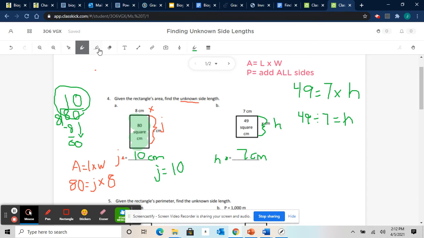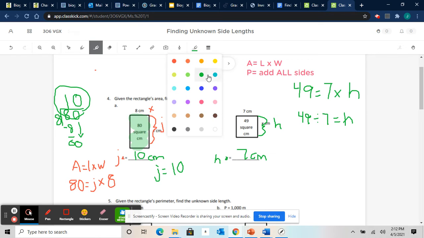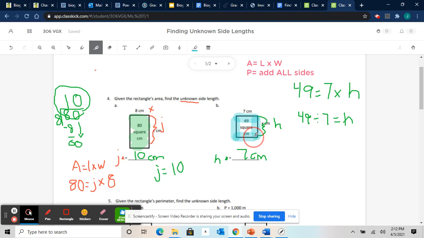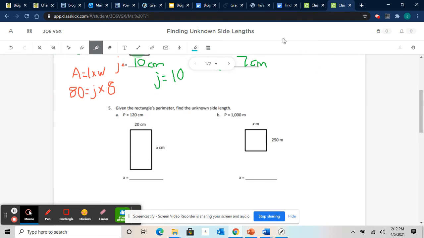There's something else I want to point out in this specific problem. I also noticed when I looked at this rectangle that it's a square. So if I know it's a square, I know that all the sides are equal. If all the sides are equal in a square and they gave me one side, I already know that each side is 7 centimeters, right? 7, 7, 7, and 7, because squares have all equal sides. That would be another way that I could figure out that unknown side. All right, let's move on.